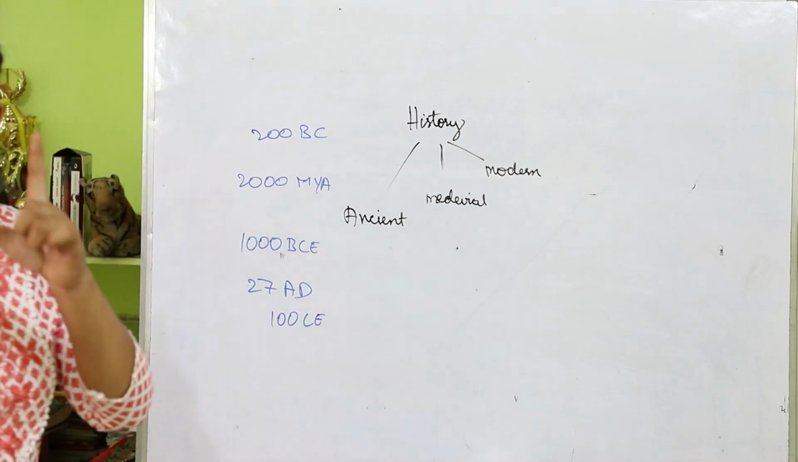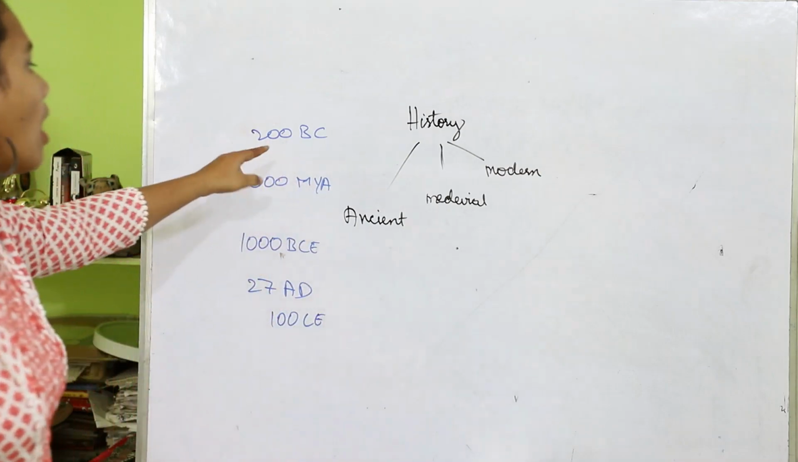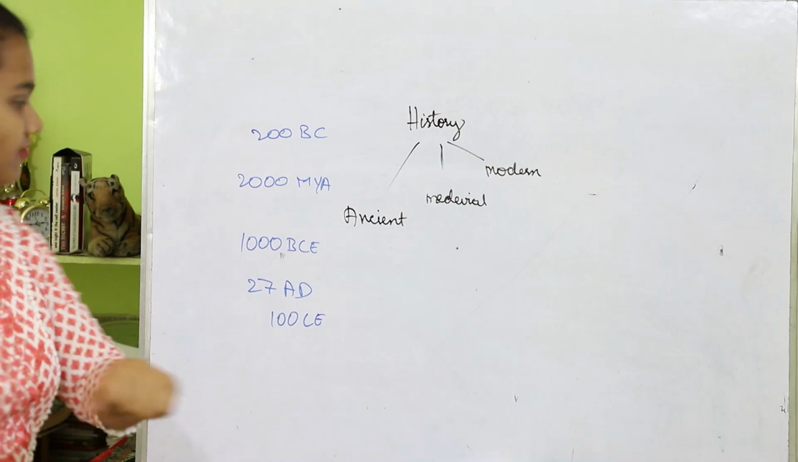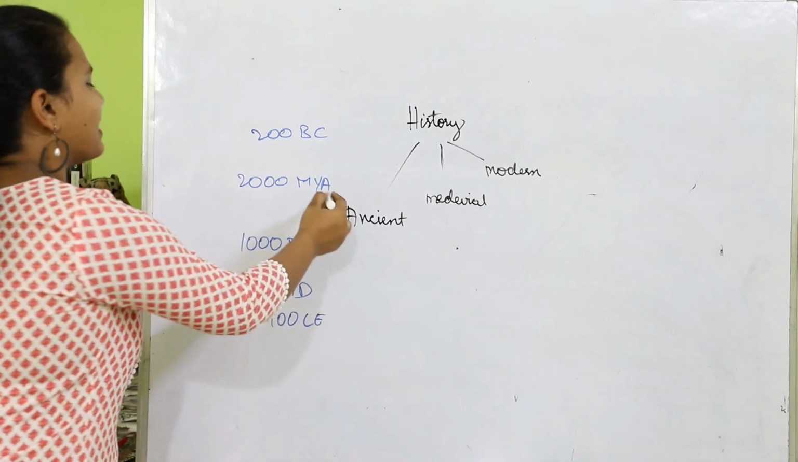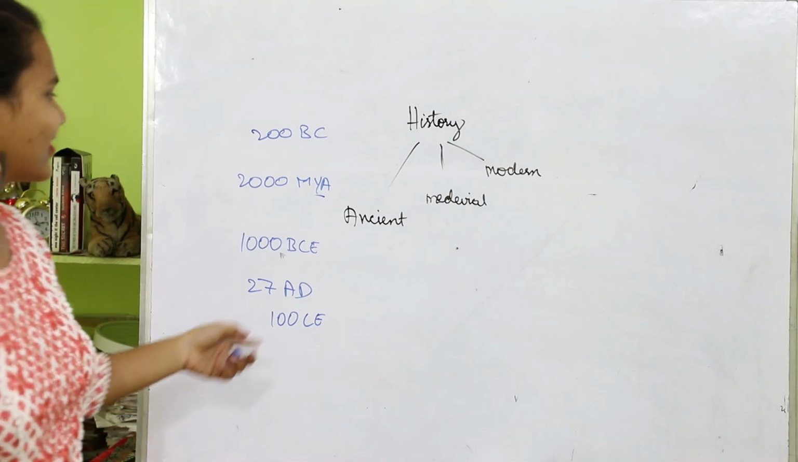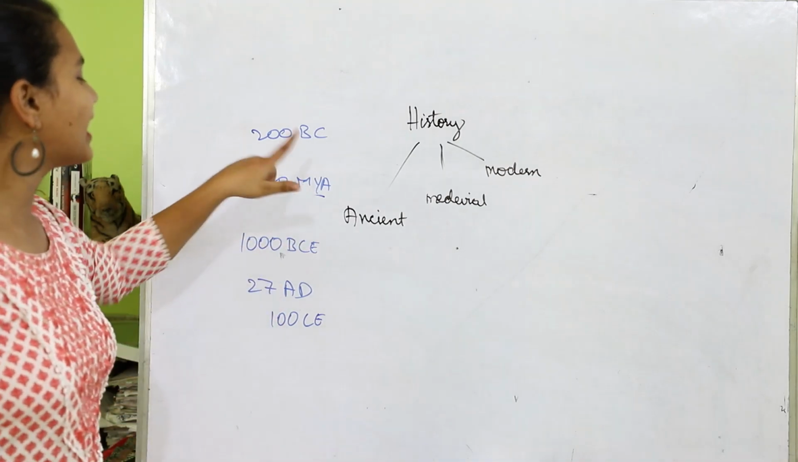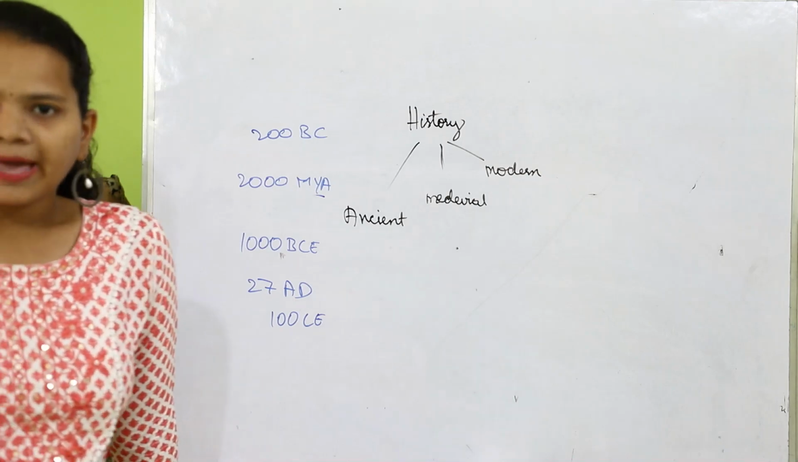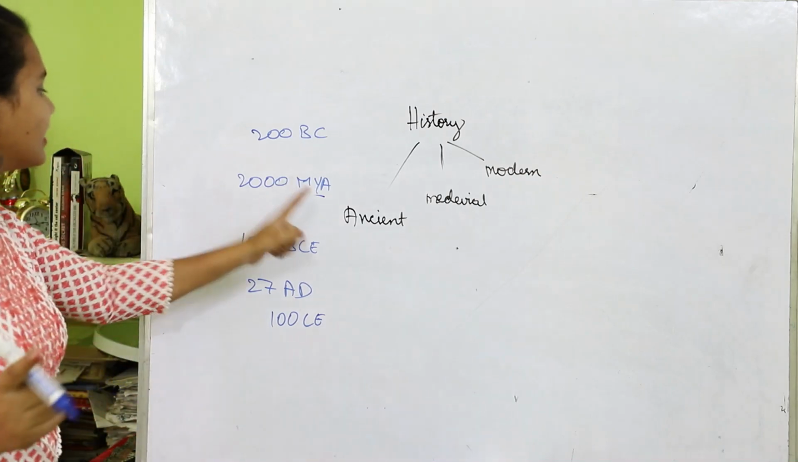Let us discuss briefly how these terms emerged and what they mean. Firstly, you have MYA, where MYA is not MLA. Okay, it's not MLA, it's MYA. MYA means million years ago, guys.